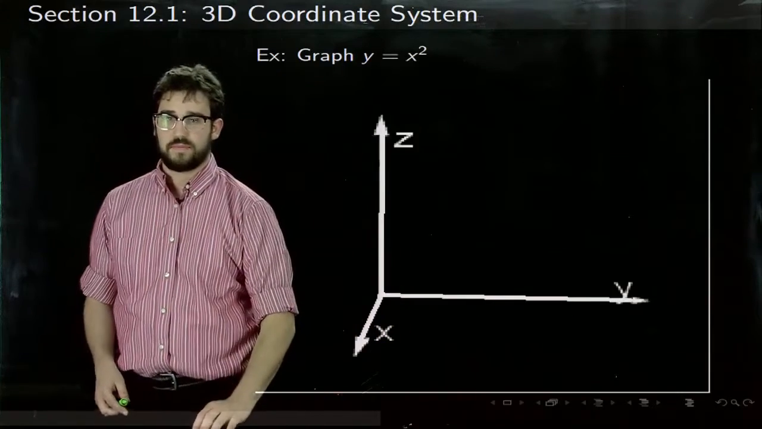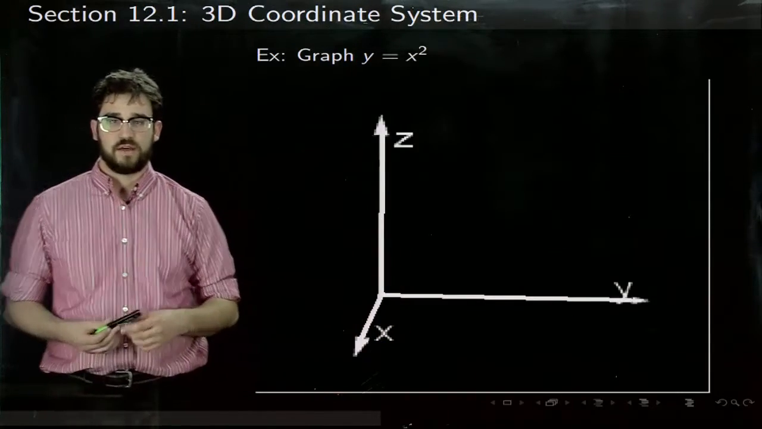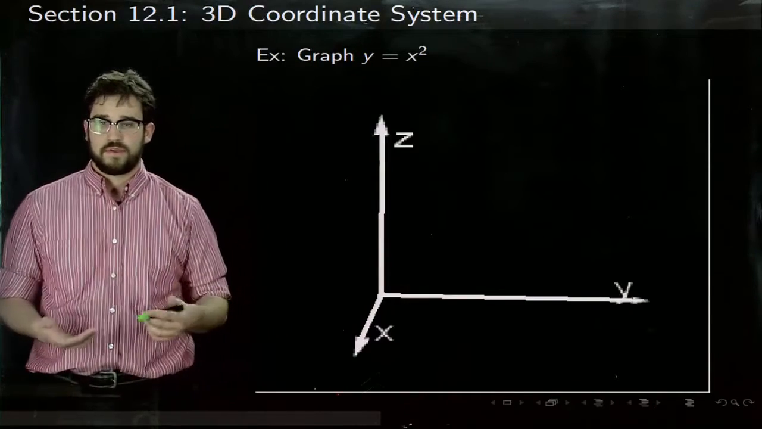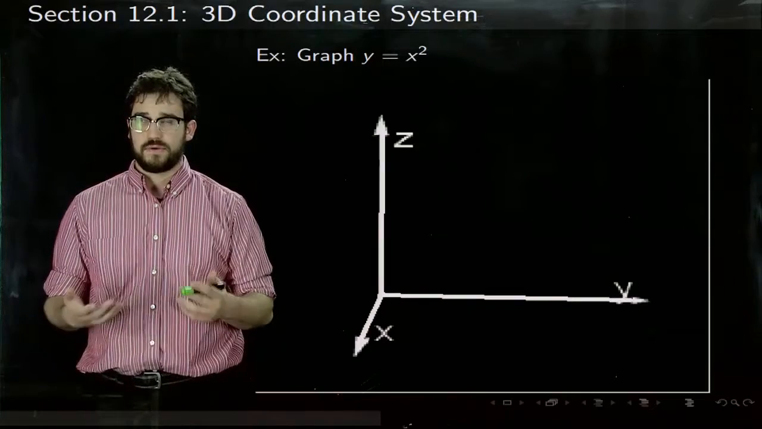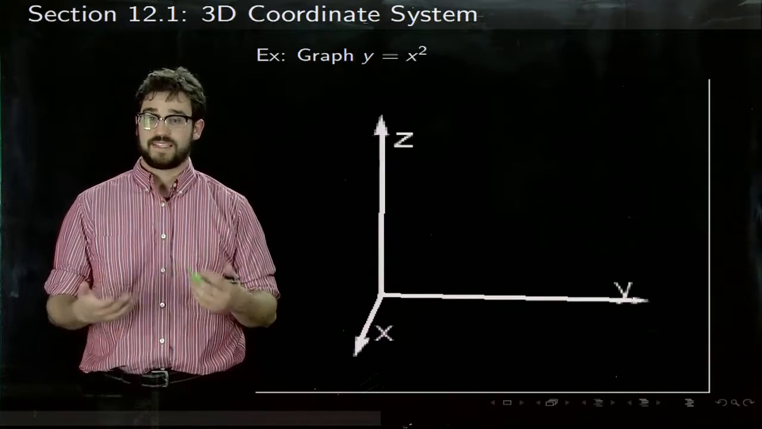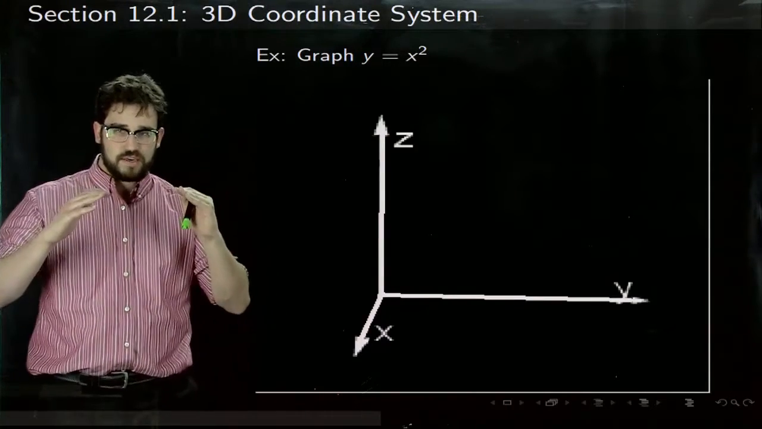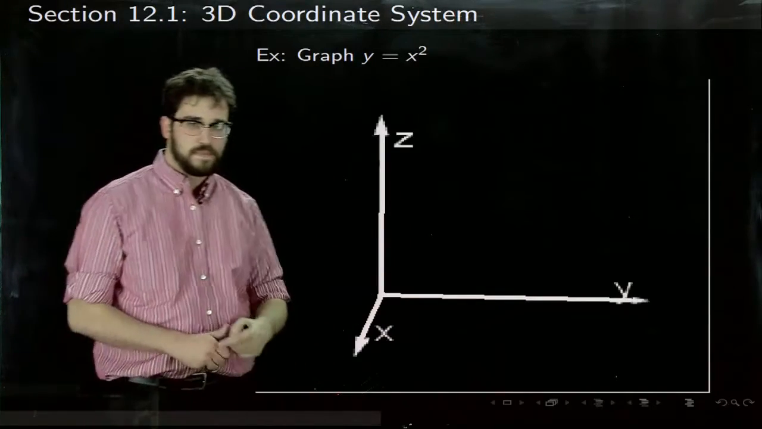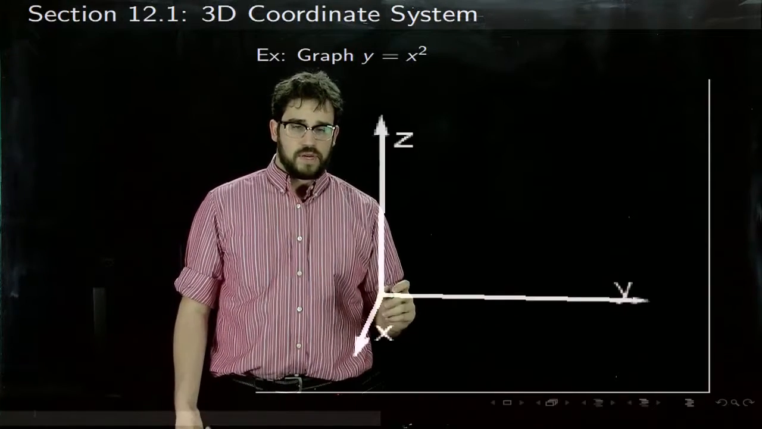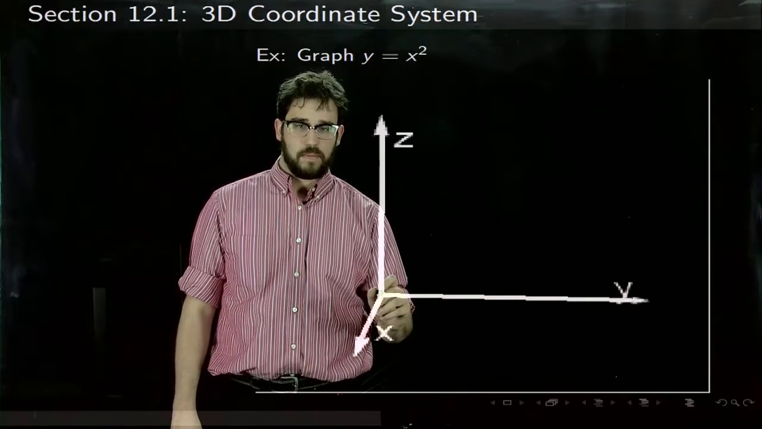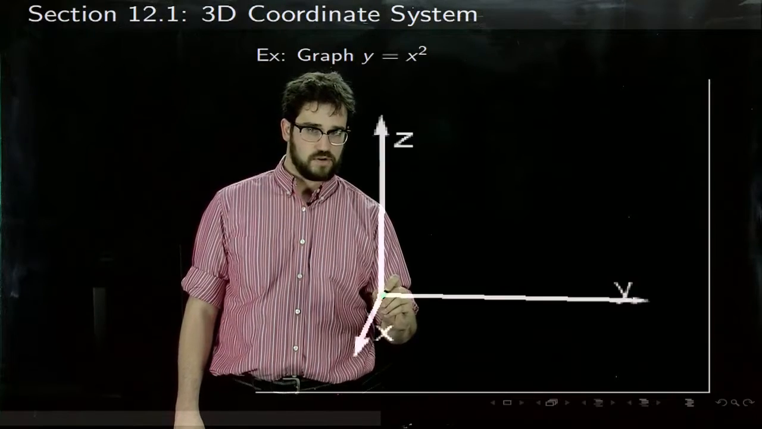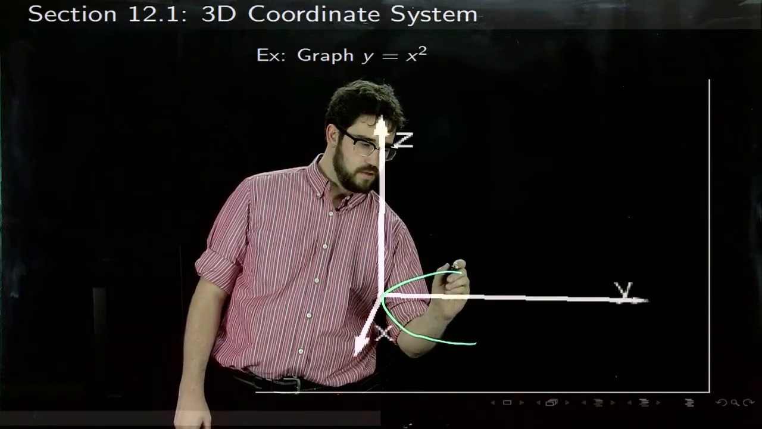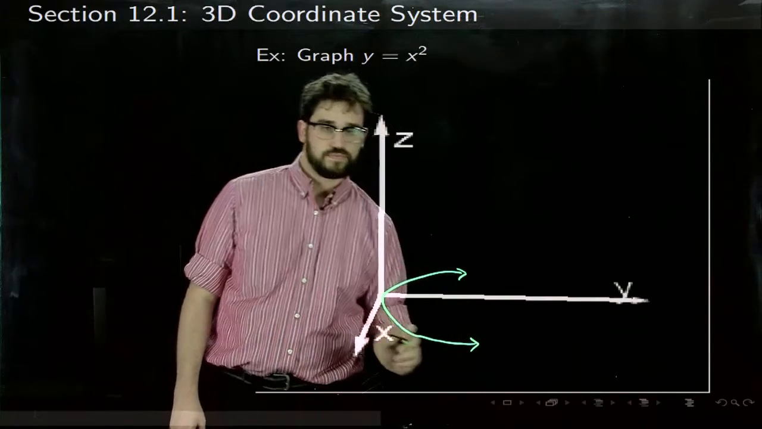Now, if we made this a little bit more difficult, we could ask ourselves, how do we graph y equals x squared? Well, you may be like, okay, in the 2D system, I know how to graph that. That's a parabola. Well, let's just think of it as a parabola for now, and let's ignore this z component. Now, we know how to graph a parabola, so we've got our point right here, and then we just need to create our parabola, like that, going in each direction.